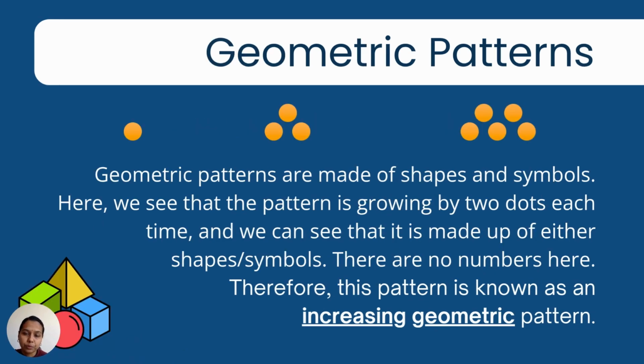Then we move on to geometric patterns. This pattern is so much different to the one we've seen. The previous one had only numbers, and here we see a bunch of dots. Geometric patterns are made up of shapes and symbols that you will find in a pattern form. This one shows a pattern of dots that are increasing from one term to the next. The first one shows one dot, the second one has 3 dots, the last one has 5 dots. So we can see it's an increasing pattern, and we say this is an increasing geometric pattern.